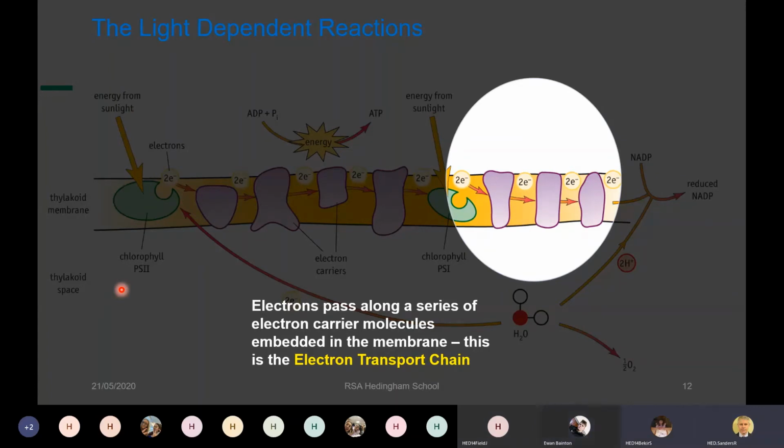And as we said last time, because remember OIL RIG, because you're moving electrons, you are talking about oxidation and reduction reactions. So each one of those carrier molecules is being reduced when it gains electrons, and then it's oxidized when it loses them. The next step, sorry, did somebody want to say something?